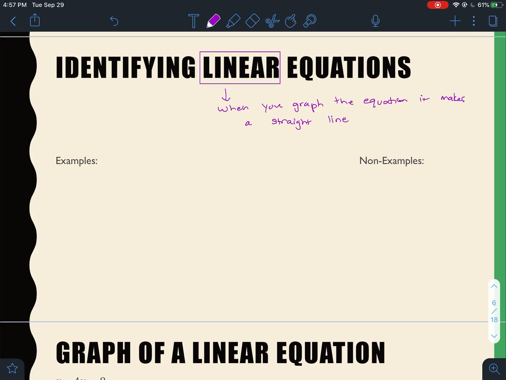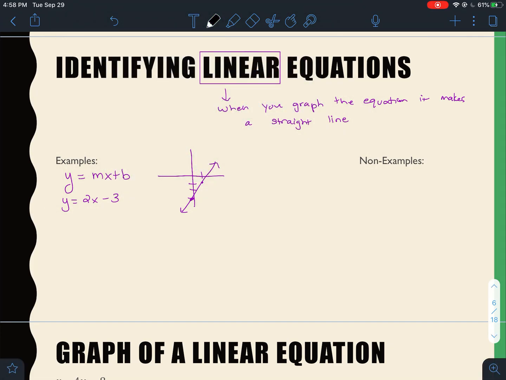So examples of linear equations, and maybe you guys have seen some of these before, like you have your y equals mx plus b, if you remember slope-intercept form. So like y equals 2x minus 3 would be a linear function, because if you graphed it, it would end up looking like this. And so when you graph it, it makes a straight line, so it would be linear.